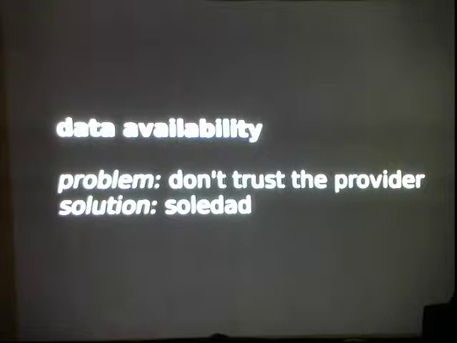The other problem in data availability is that we don't want to trust the provider. When you sync data amongst devices and back up to a provider, the provider should have no idea what's going on or be able to do any funky stuff like replay old data or drop or modify data in ways that are hard to detect. So it's really tricky to come up with a system for this.